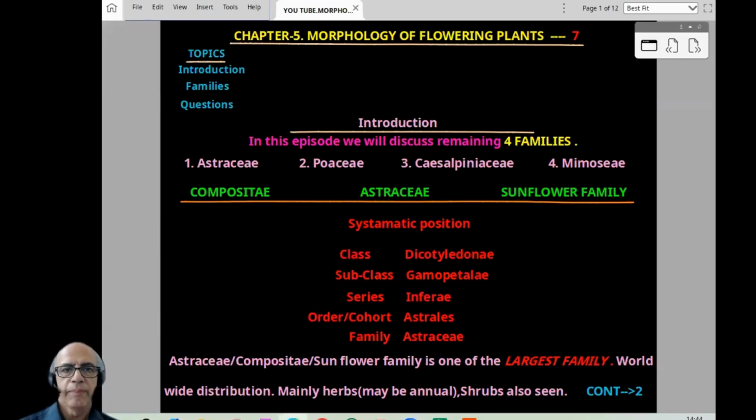For convenience, I will share the screen, so it will be easy for you. Chapter 5, Morphology of Flowering Plants, 7th part. And what all things we'll be discussing in this episode. As usual, there will be an introduction, then the remaining 4 families. Then after that, 5 theory questions and 5 NEET model questions with the key as usual.